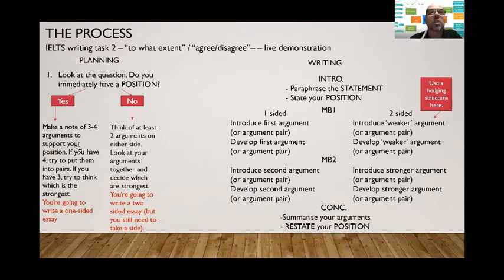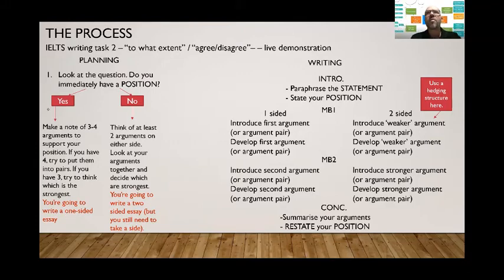When the question says, do you agree or disagree, or to what extent do you agree or disagree, you don't have to write a two-sided essay. If you immediately have a position, then just go into your reasons and your arguments. Try to think of 3 to 4 arguments to support your position. If you have 4, try to put them into pairs, because you're going to write 2 main body paragraphs. If you can have themes to your 2 main body paragraphs, that's better. It's going to get you more marks in terms of cohesion and coherence.